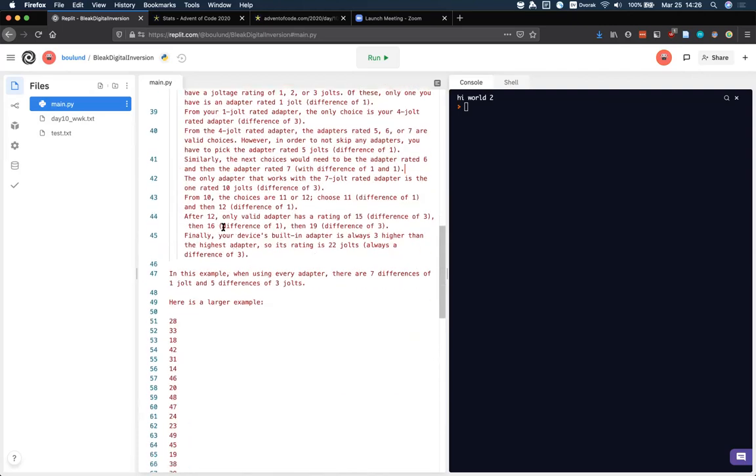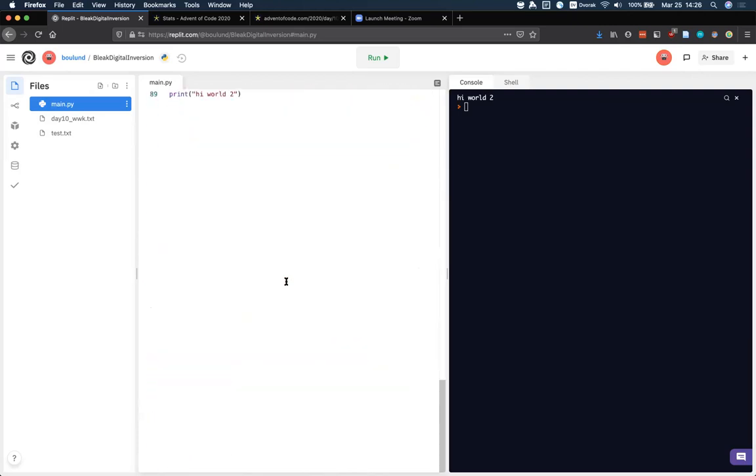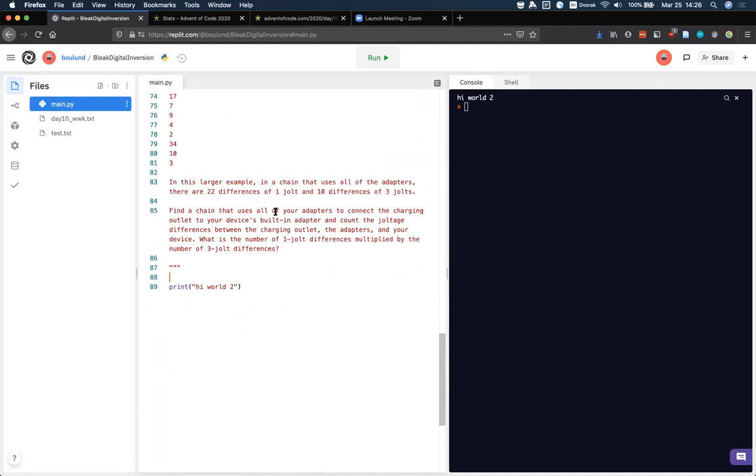And I think we have to keep track of... We also need to keep track of the differences that we observe for later. Yes. I guess for the next follow-up question, I suppose, what is the number of 1 jolt differences multiplied by the number of 3 jolt differences? Yes, so you have to keep track of both.